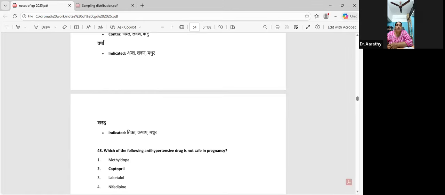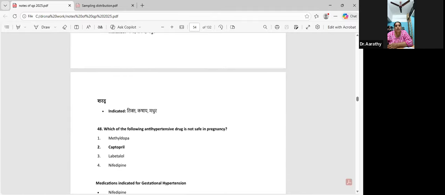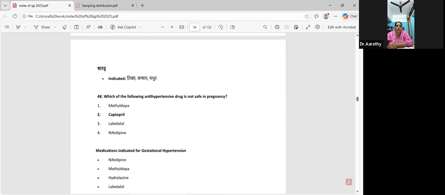Okay. So Sharad, you can correlate with Pitta. In Sharad, you have Pitta Prakopa, right? So indicated rasas are Pitta Shamana rasas, Tikta, Kashaya, and Madhura rasas. That way you can correlate those rasas.